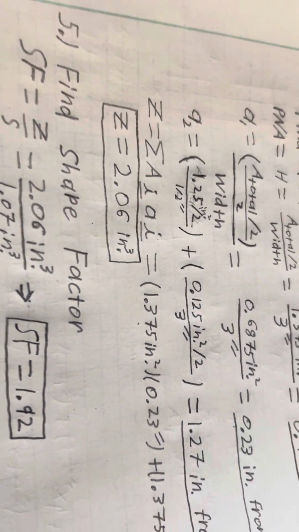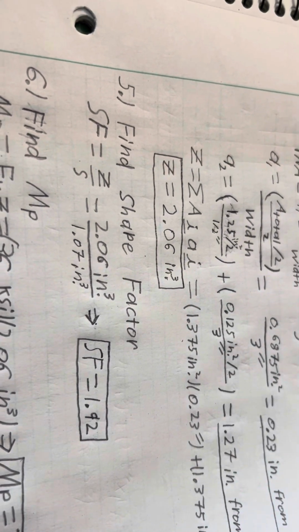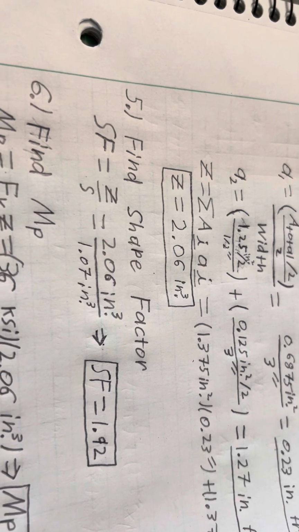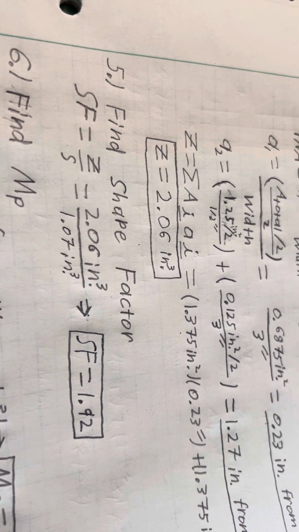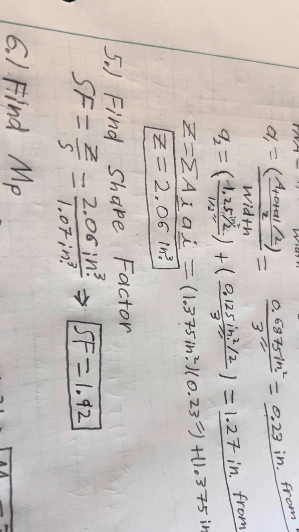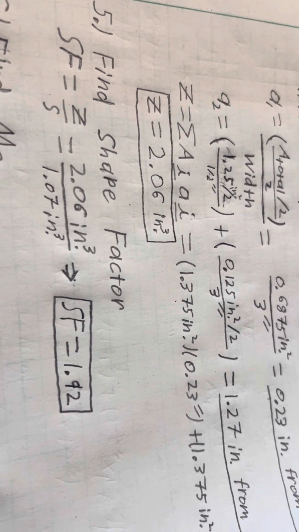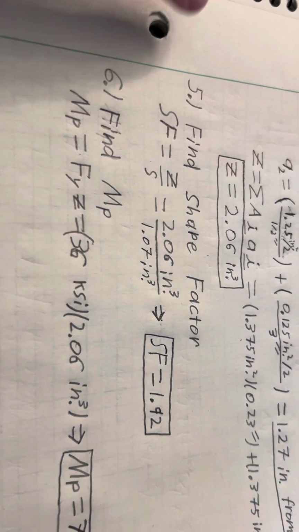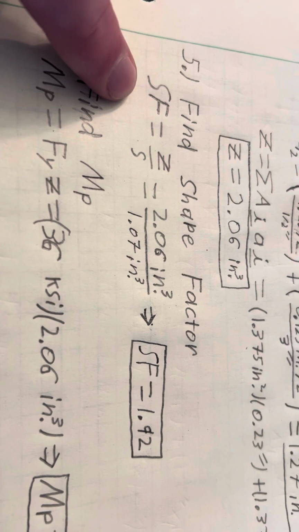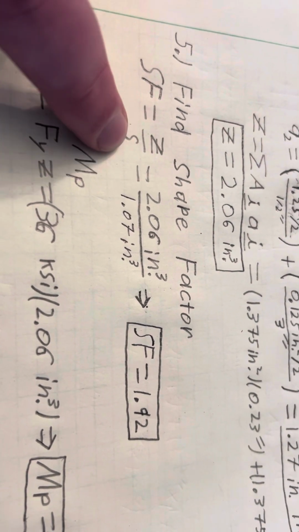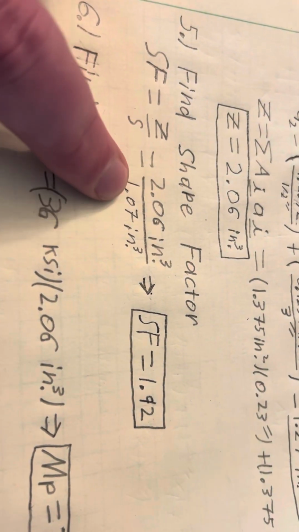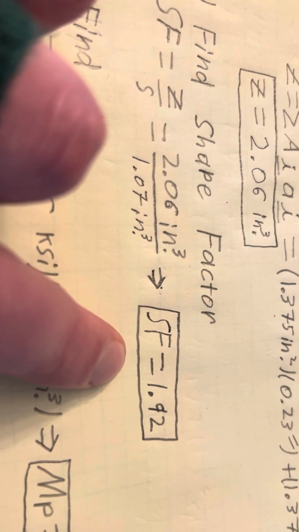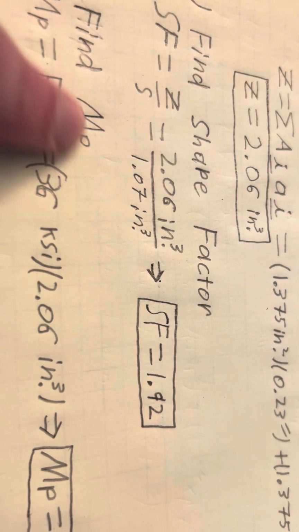It's not a significant difference, but do keep in mind because of the different flanges that could be there, as well as the fact that most angles aren't flat, they're angled a little bit. That's probably why we're getting a little bit of difference there, but this still seems okay to me. So we find the shape factor next, and we just take the Z divided by the S, so 2.06 inches cubed divided by 1.07 inches cubed. We get a shape factor of about 1.92.